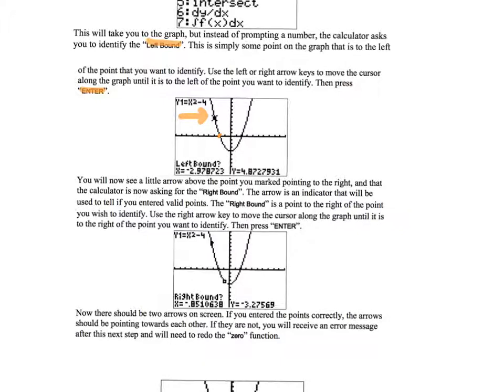we want to find. You will now see a little arrow above the point you marked pointing to the right, and the calculator is now asking for the right bound. The arrow is an indicator that will be used to tell if you entered valid points. The right bound is a point to the right of the point you wish to identify. Use the right arrow to move the cursor along the graph until it is to the right of the point you want to identify. Then press enter.